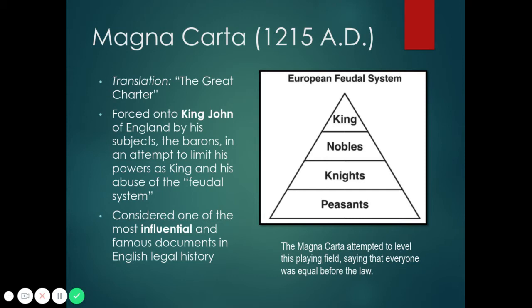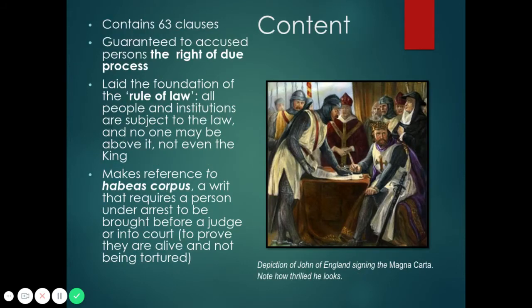But this document, the Magna Carta, says on paper for the very first time that no one is above the law, not even the king. That's really the fundamental concept of it. Now, there's a lot more in it. There's 63 different clauses. There's a lot there about the right to due process, the right to a fair trial, and that kind of stuff. As I said earlier, it's really the foundation of the rule of law that all people and institutions are subject to the law, no exceptions.